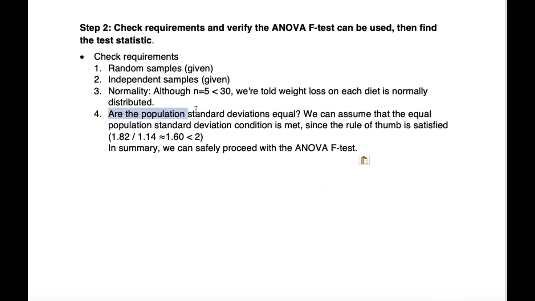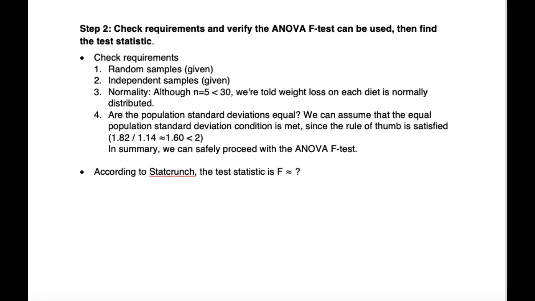Finally, are the population standard deviations equal? Well, we don't know what the population standard deviations are. However, remember that we looked at the sample standard deviations and the condition was met that the maximum sample standard deviation divided by the minimum sample standard deviation, which is approximately 1.6, is less than 2. So we can assume that this condition is met, and these 4 conditions allow us to use the ANOVA F test in our textbook.